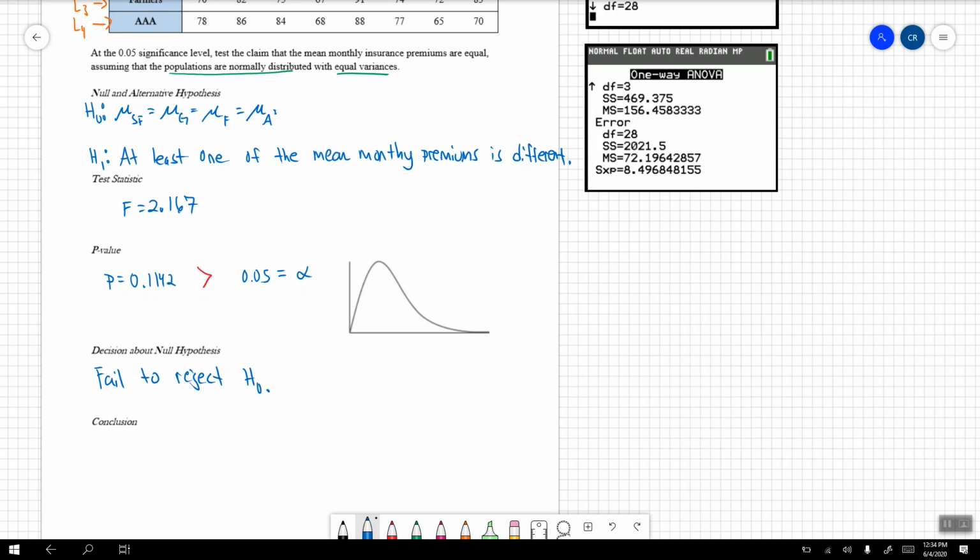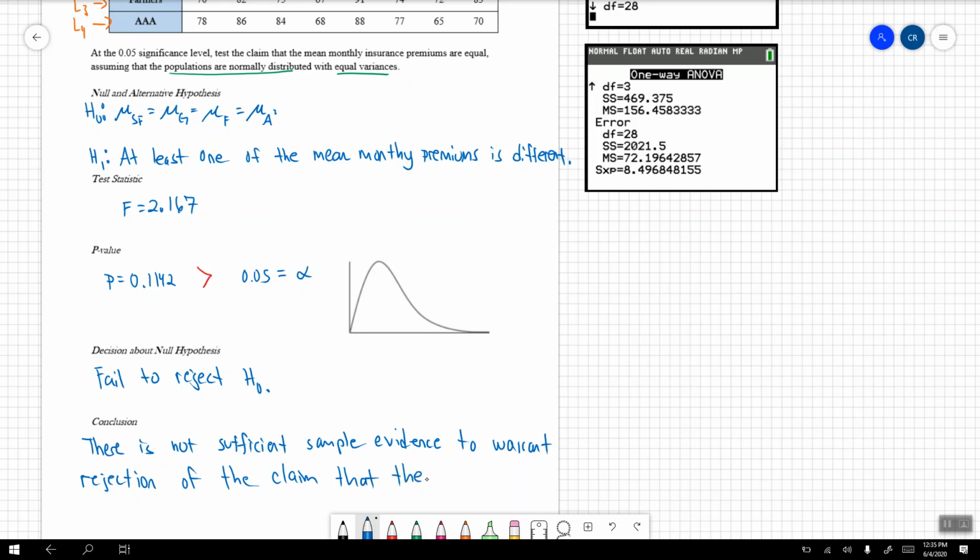Nice. So what's the conclusion then? The conclusion is that there is not sufficient sample evidence to warrant rejection of the claim that the mean monthly premiums are equal.